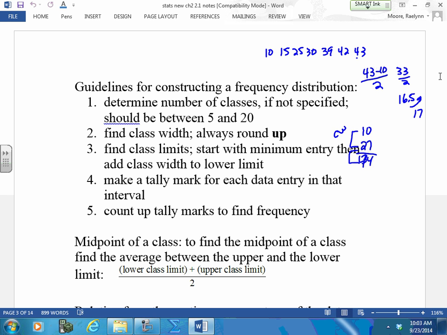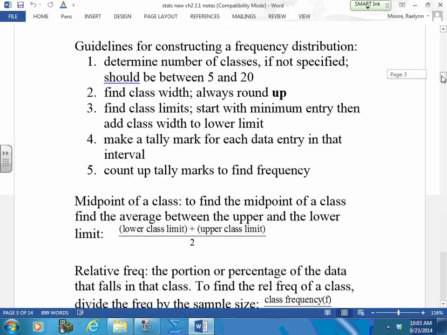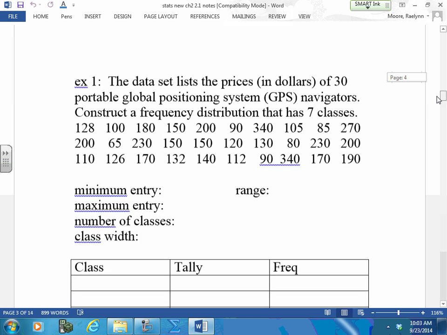Hold on to the midpoint thought. Okay, you should even have that on your note page.